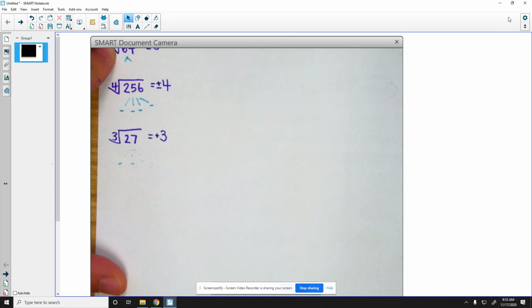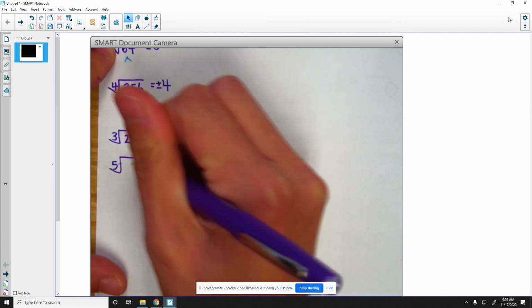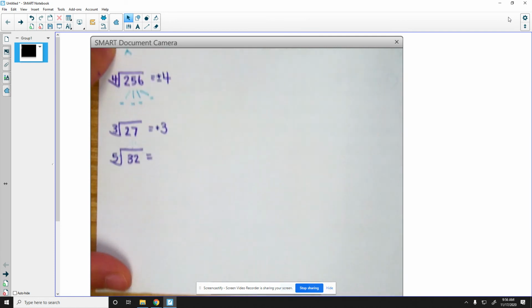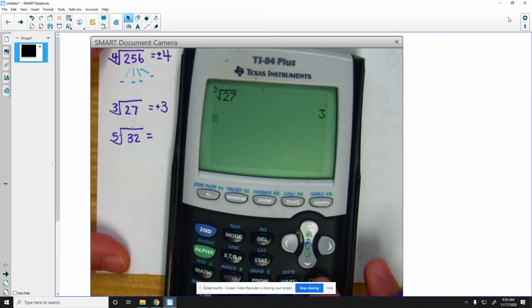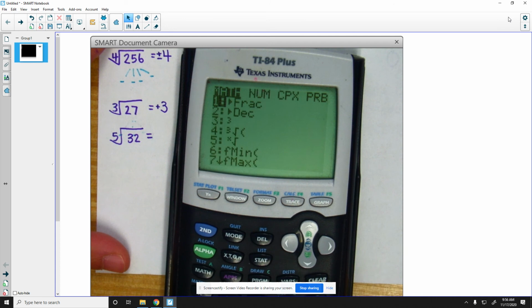Okay, so let's try another one then. The fifth root of 32. So practice typing this in your calculator first. 5, math, the fifth option, 32.